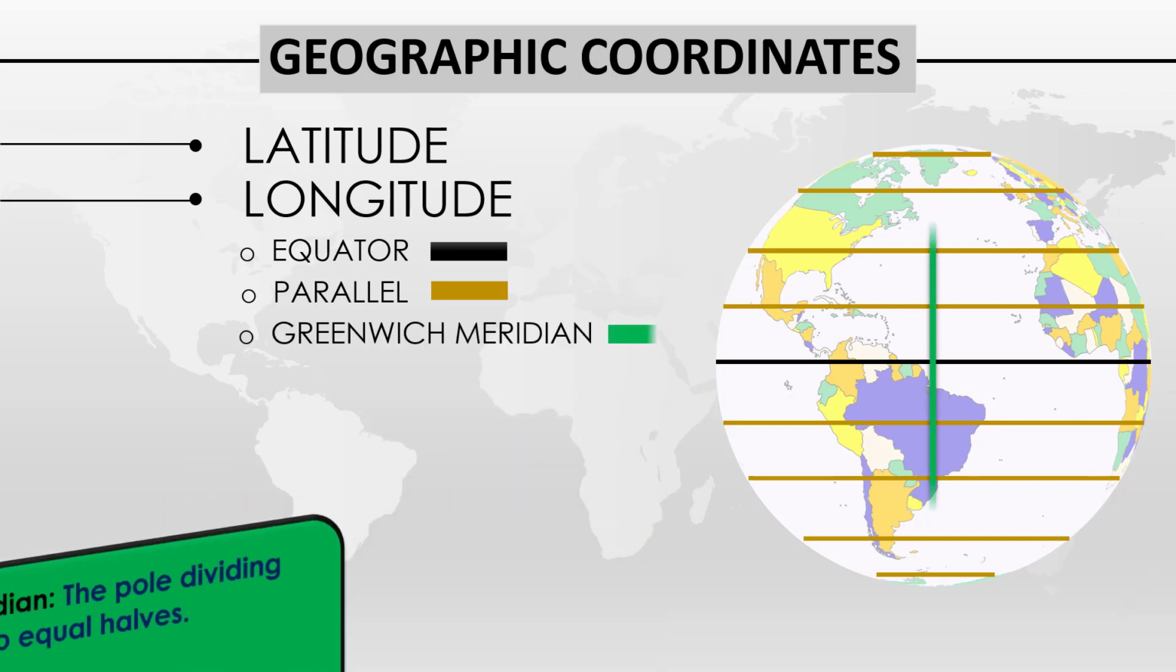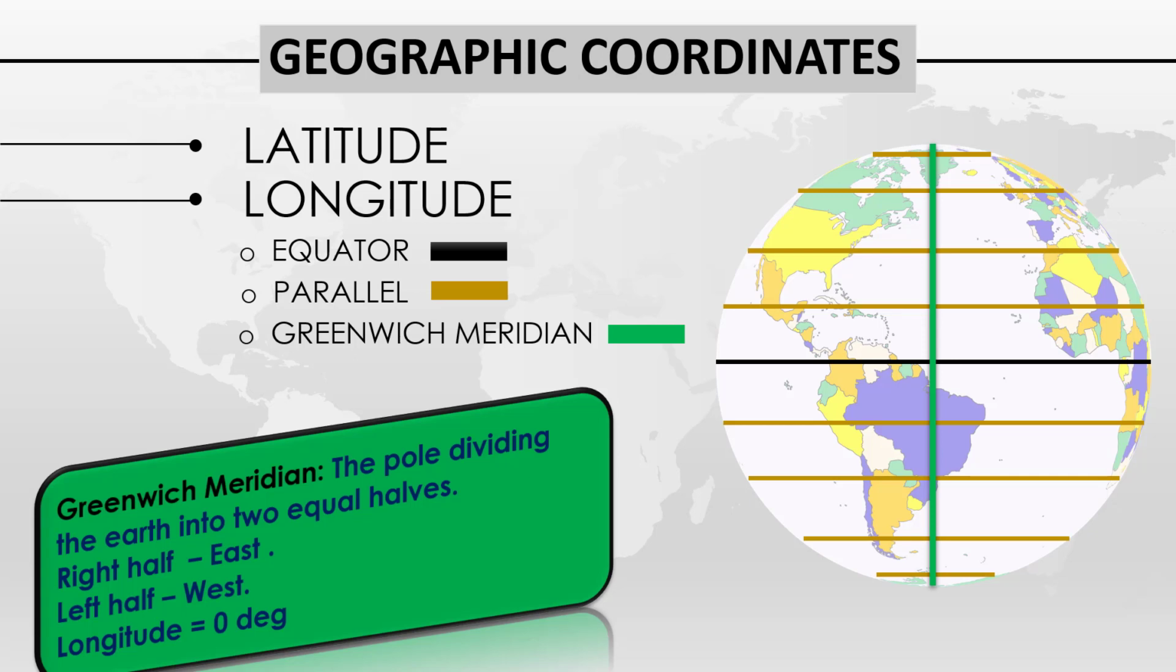And the next is the Greenwich Meridian. Though the line is painted green here, in real life it is not green. The Greenwich Meridian is the line dividing the Earth into two equal halves. The right half side is called the eastern hemisphere, in short called the east. And the left half side is called the west. And the longitude of the Greenwich Meridian is 0 degrees.